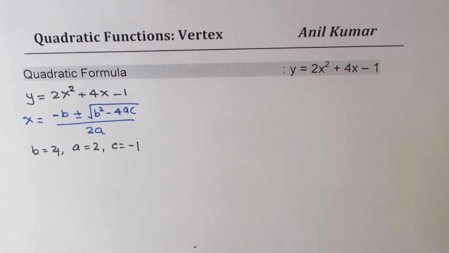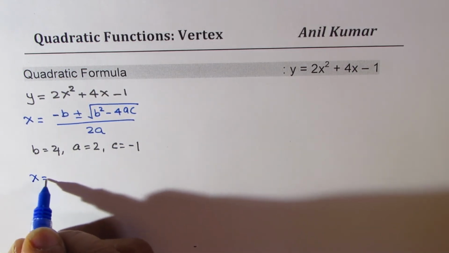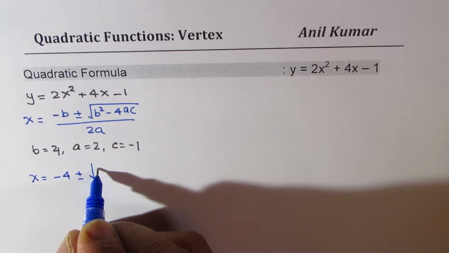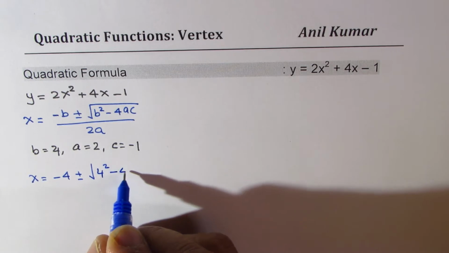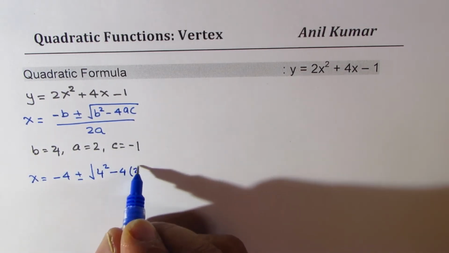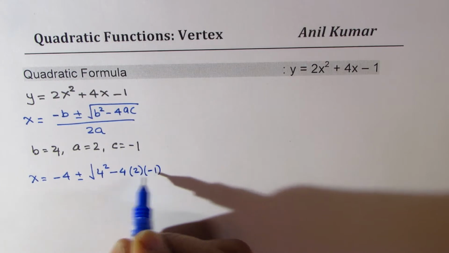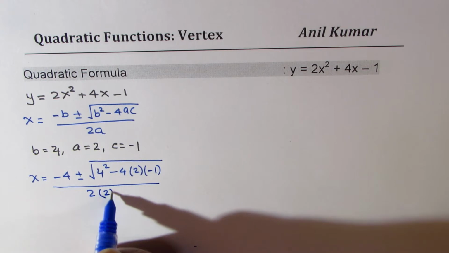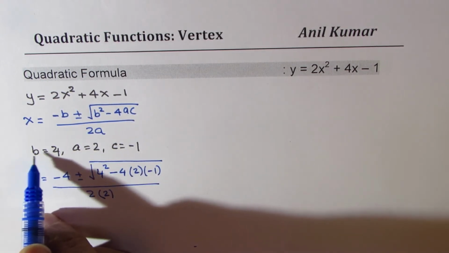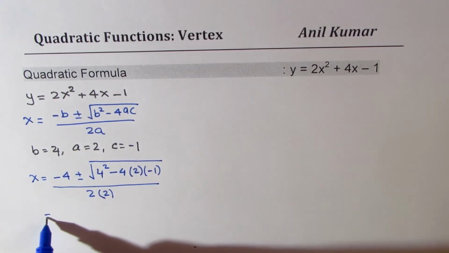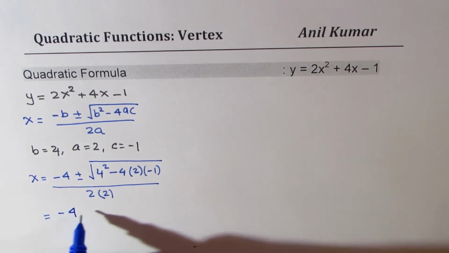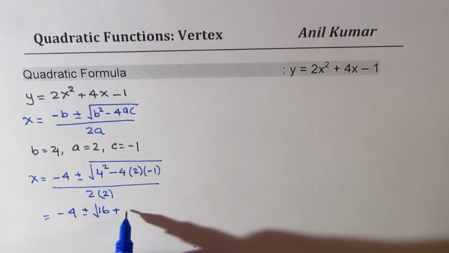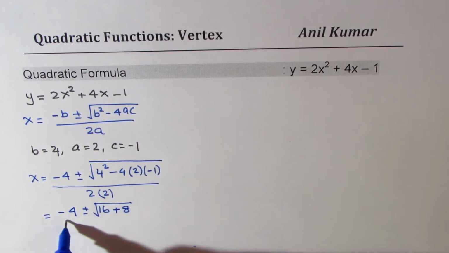So we are going to substitute these values. When we substitute these values, we get x equal to minus 4 plus minus square root of 4 squared minus 4 times a, which is 2, and c, which is minus 1, divided by 2 times a, which is 2. It is a good practice to write a first. Now here we get the root as minus 4 plus minus square root of 16. Minus and minus makes it plus, 4 times 2 is 8, over 4.